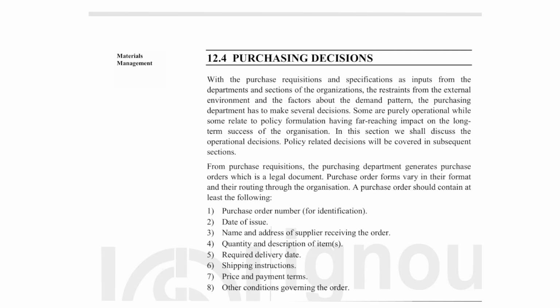So, with the purchase requisition and specification as input from the departments and sections of the organization, constrained from the external environment and the factor about the demand pattern, the purchasing department has to make several decisions, some purely operational while some related to policy formulation, having far reaching impact on the long term success of the organization. So in this section we shall discuss the operation decision, and policy related decision will be covered in subsequent sections.